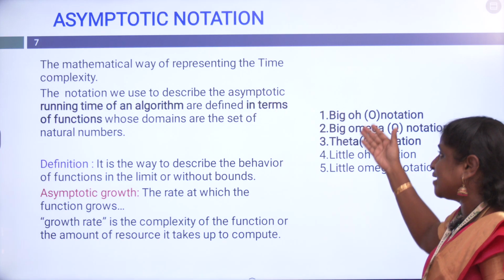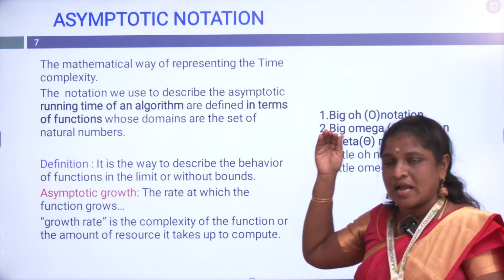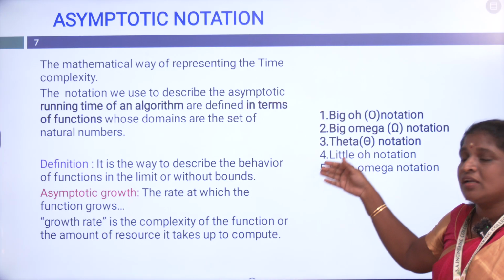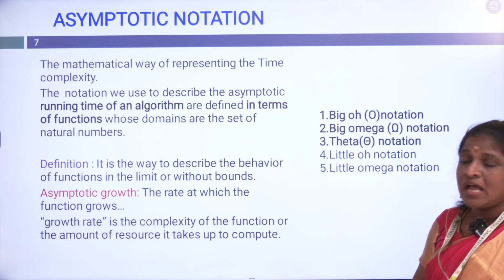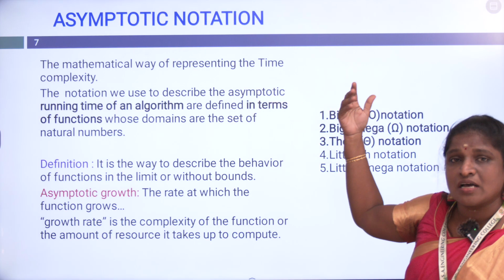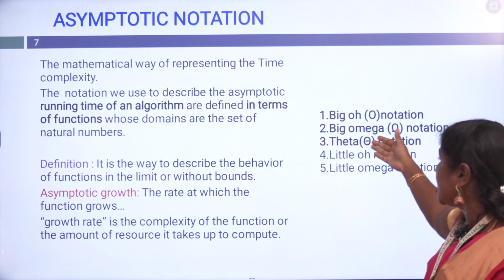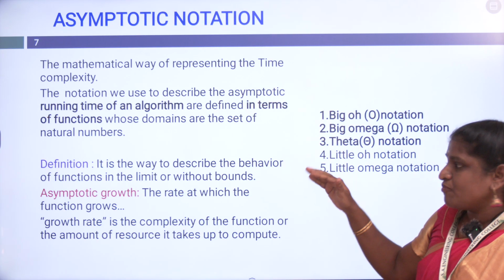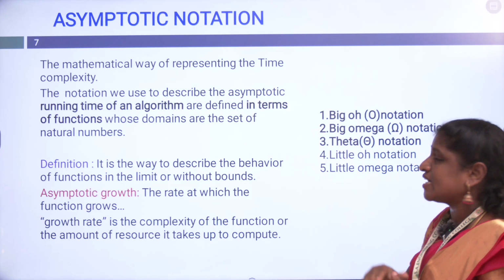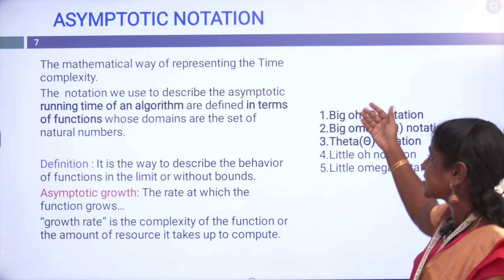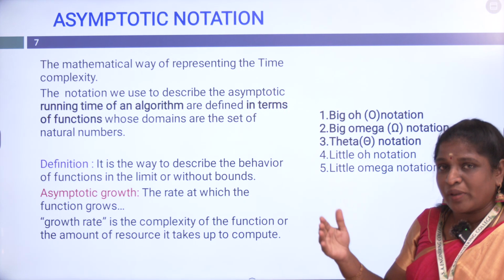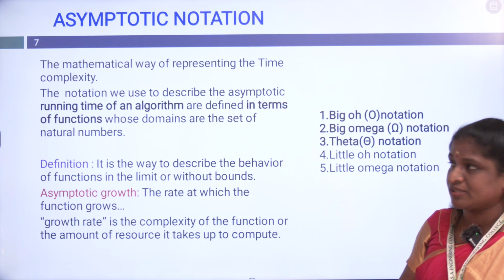We have certain types of asymptotic notation to analyze the algorithm: big O notation, big omega notation, theta notation, little o notation, and little omega notation. Basically we analyze the average, best, and worst case in 3 cases. For the best case, we use omega notation. For finding the average case, we use theta notation. For finding the worst case, we use big O notation. Now we are going to see what big O, omega, and theta notation are.